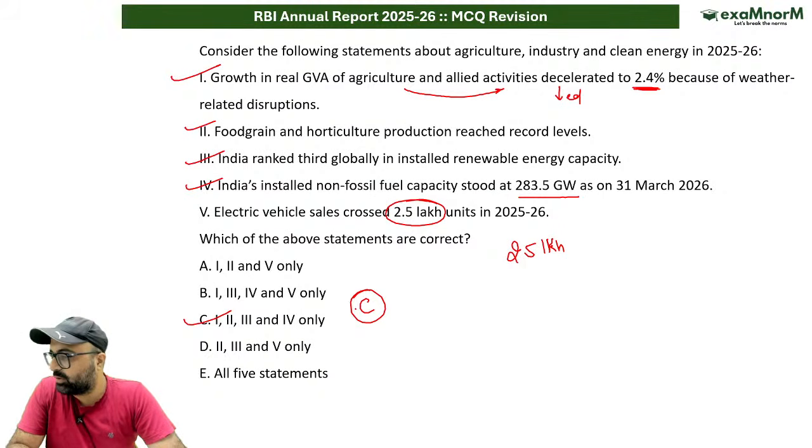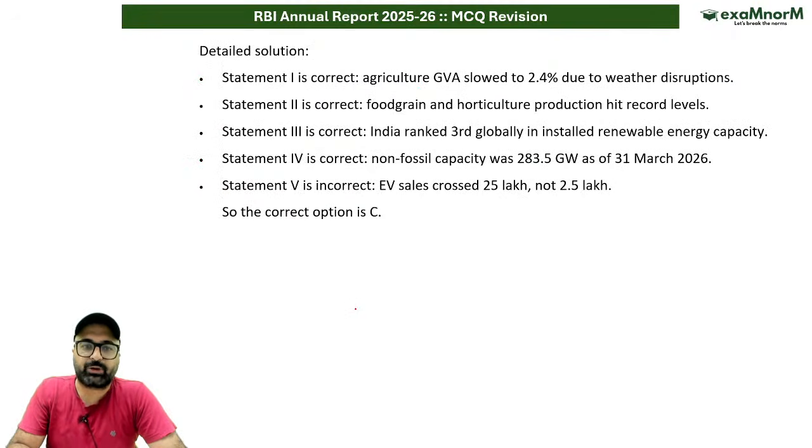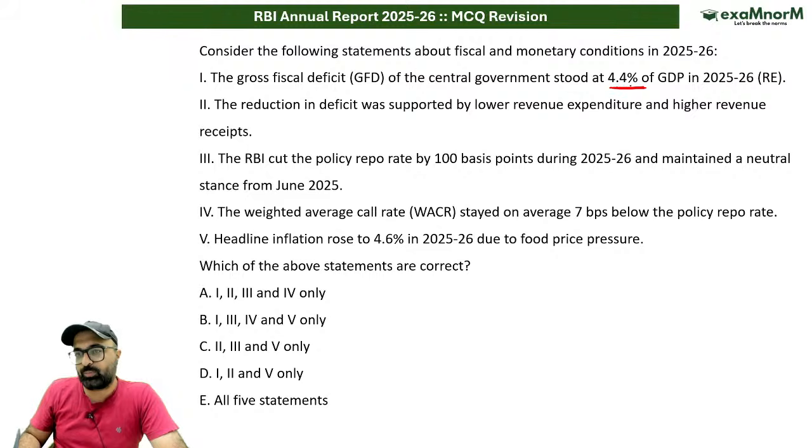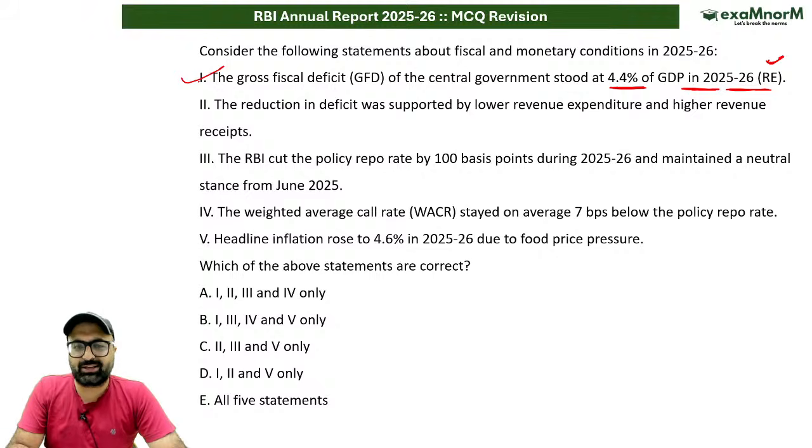ठीक है जी, क्लियर हो गई बात, समझ आ गया. अगला पॉइंट देखो. अगला क्वेश्चन क्या कहता है? The gross fiscal deficit of the central government stood at 4.4% of GDP in financial year 2025-26, which is the revised estimate. That is correct. कल भी बताया था, परसों भी बताया था. अब मुझे लगता है कि ये आप गलत करोगे. This is going to be correct for sure.